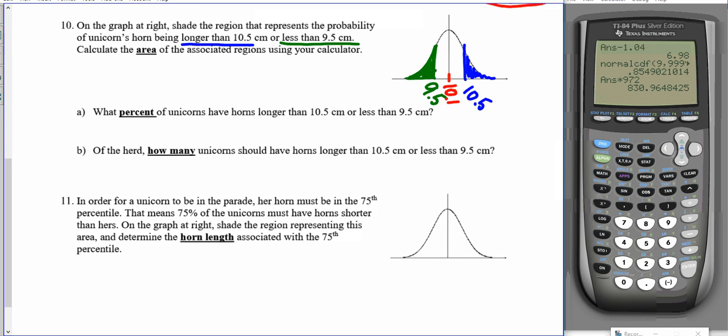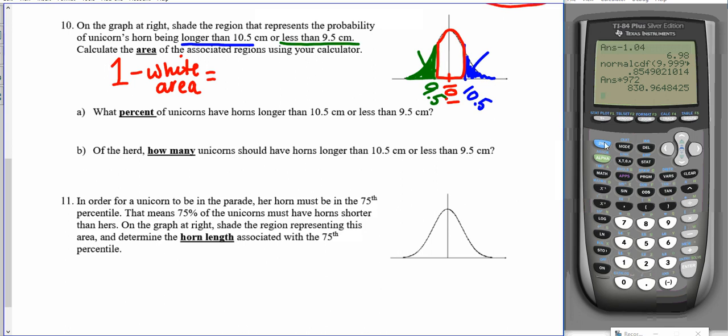Well, I have two choices for this one. I can either find this green area and then find this blue area, and then I could add those two areas together, or I could find the white space in between, knowing the total area was 1, and I could do 1 minus the white space. I should get the same answer for both. I think it's easier to just do one area. So I'm going to calculate the area of that white space right there.